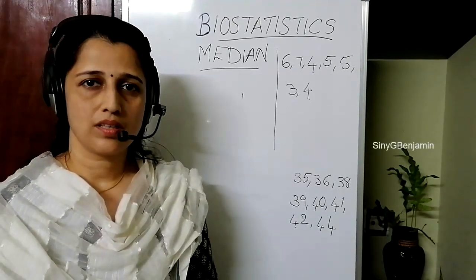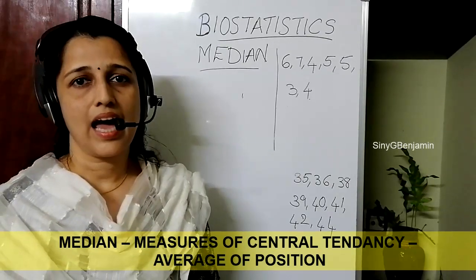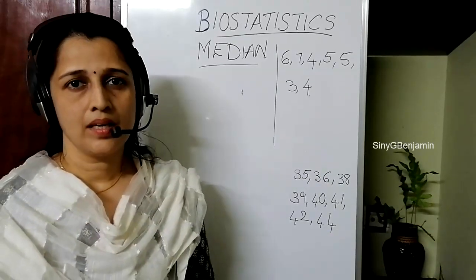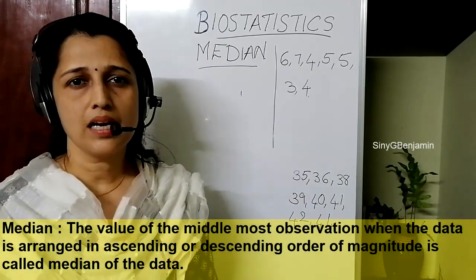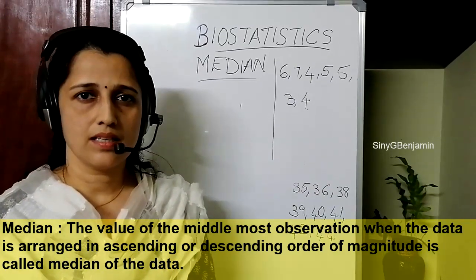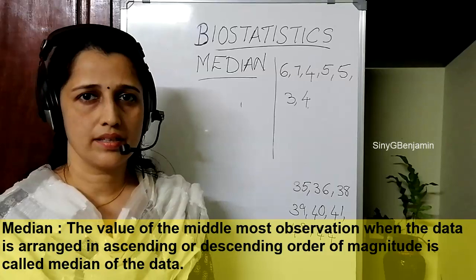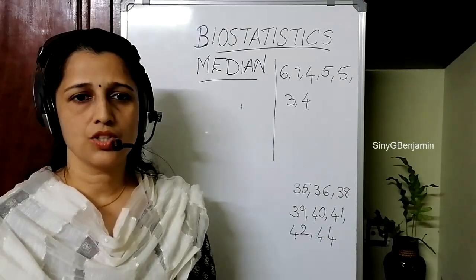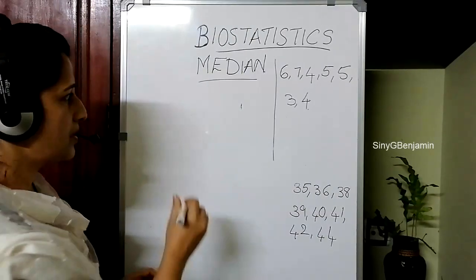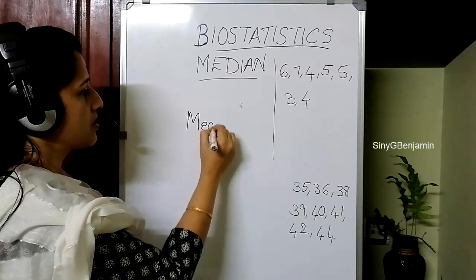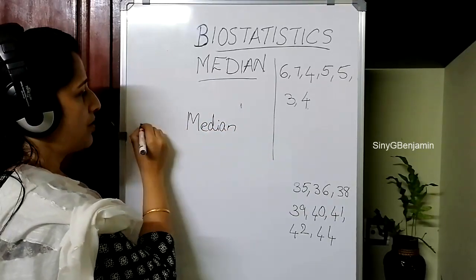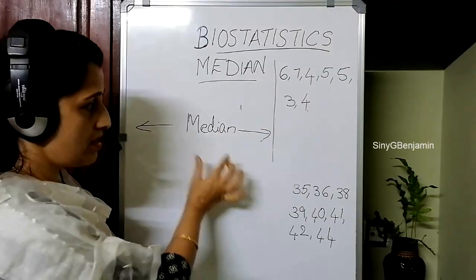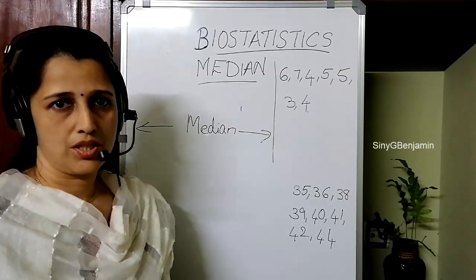In this tutorial, I'll be talking about median, which is an average of position which comes under the measures of central tendency. Median is the value of the middlemost observation when the data is arranged in ascending or descending order. So exactly the median will separate the data into two halves. Median will be the middlemost or the centralmost data. If you have a data, median will exactly separate the data into two halves. It is the middlemost item in a set of observation.